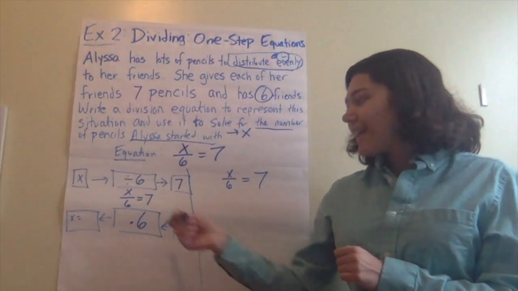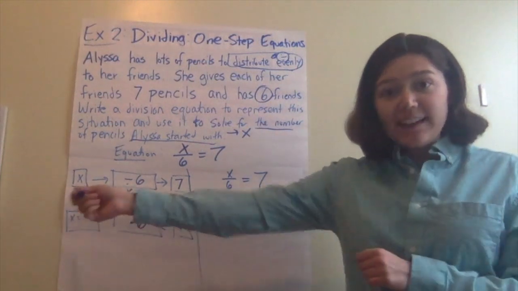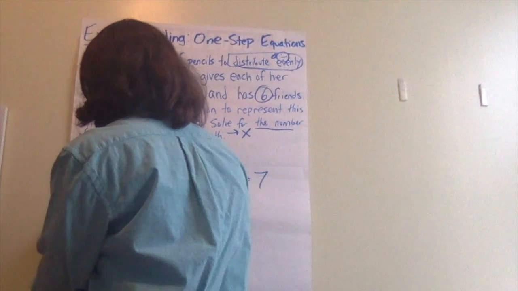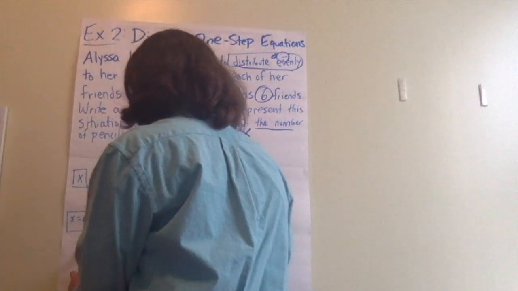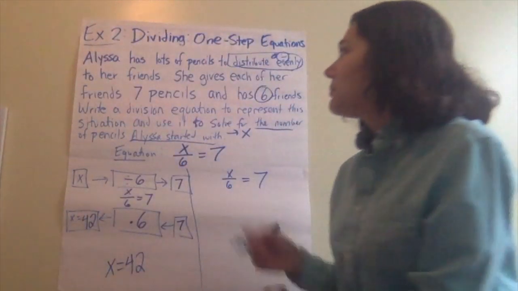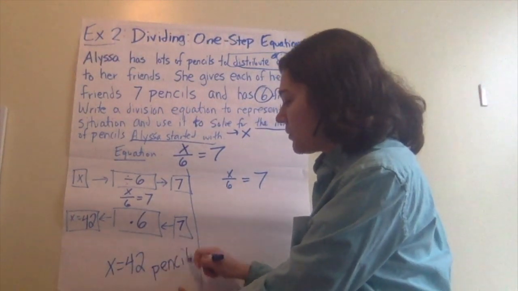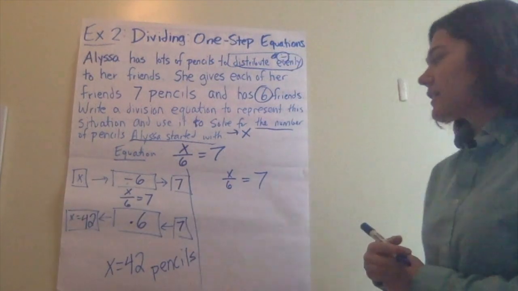So I have 7, I multiply by 6, and that's going to give me an answer. That's going to give me x. 7 times 6 is 42. So this tells me that x equals 42, which would be pencils here. So Alyssa started with 42 pencils. So now let's see what that looks like over here.